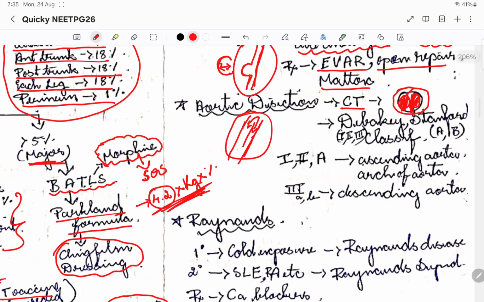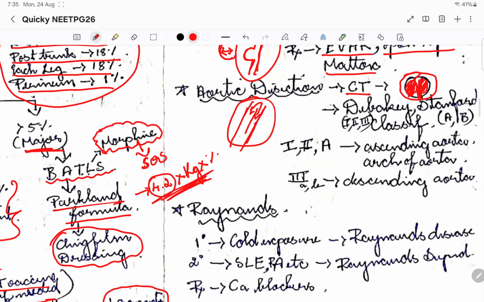Okay, then there are two kinds of classification, that is DeBakey's classification and Stanford classification. Two also you should know. Okay, because it is very easy, the thing is 1, 2 and A of Stanford is same, whereas 3 and B of Stanford is same. Okay, so the first thing is, if the ascending aorta and the arch of aorta is affected, then it is going to be 1, 2 and A with respect to Stanford, whereas if 3 and B of the Stanford classification is affected, then it is going to be descending aorta that is affected. Okay, so this is with respect to aortic dissection.